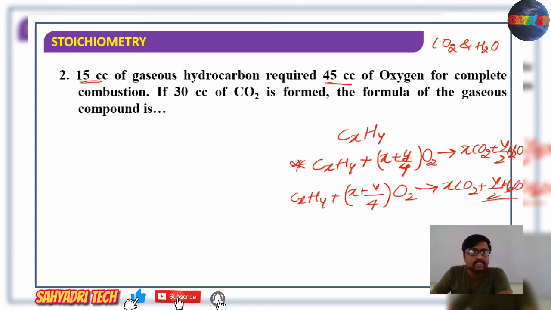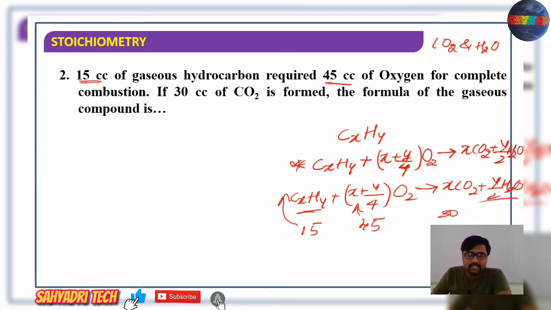Yes, what they are saying: 15 cc of gaseous hydrocarbon requires 45 cc of oxygen. They are specifying volume rather than number of moles. It gives 30 cc of carbon dioxide. If 30 cc of CO2 is formed by reacting this, they are asking for the formula of that gaseous compound. Means if you know the value of x and y, you will get the formula.